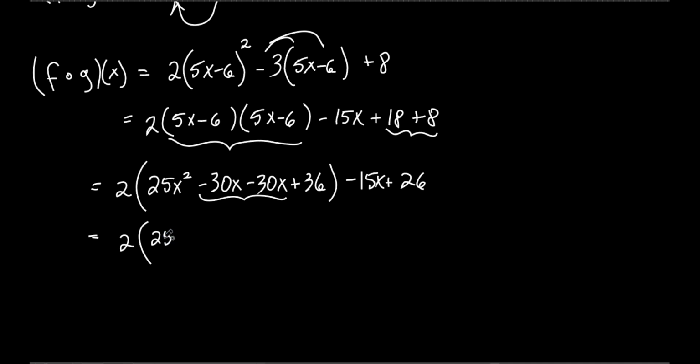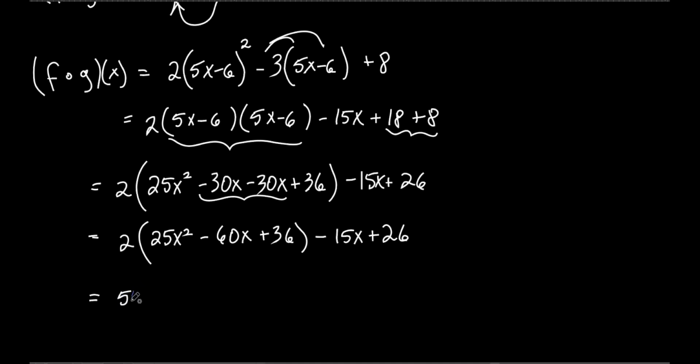So I've got 25x squared minus 60x, and then plus 36. And then minus 15x plus 26. That's the only thing we did. We just added those 2 things up. Now we can do what? Distribute, right. So multiply everything in that parentheses, just in that parentheses, by 2.